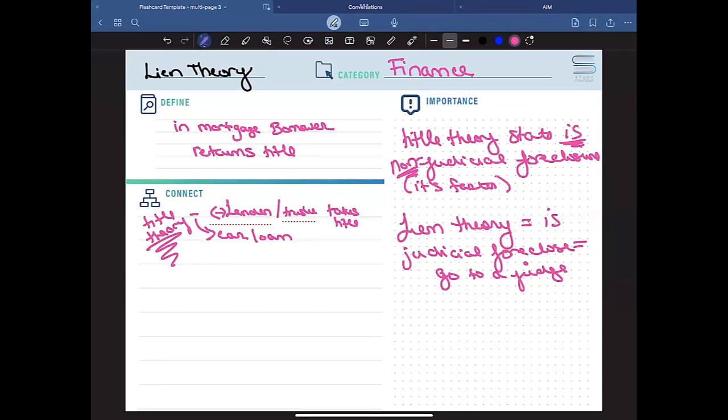If I were to think of other words, another word we talked about, and I'm just going to highlight it, is non-judicial foreclosure, which might come up on the test. Judicial foreclosure, obviously lien theory. But another one might be, and I just had it in my head, deed of trust or trust deed.